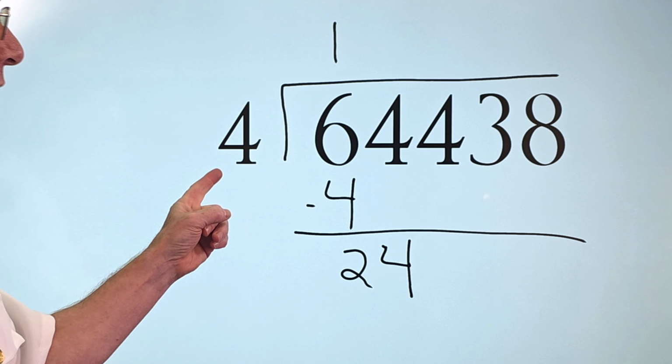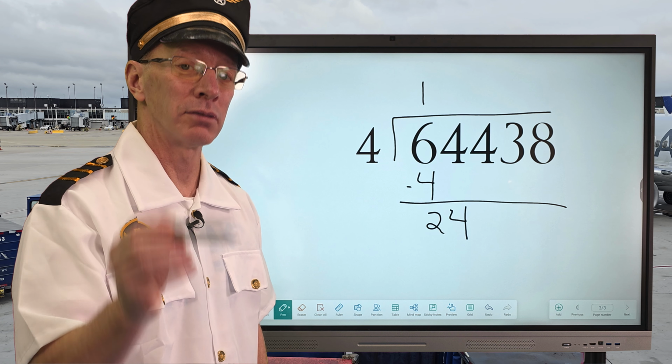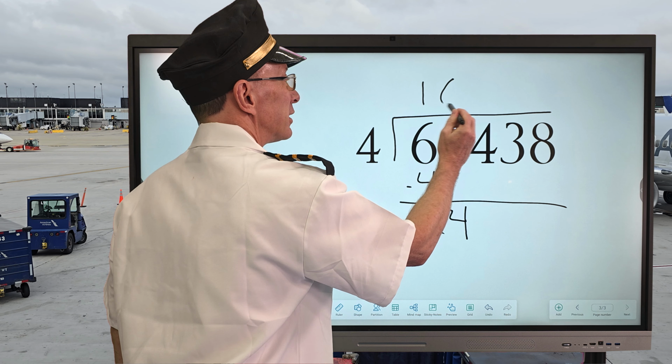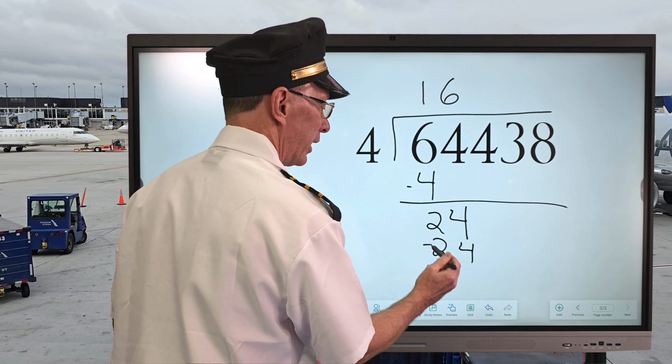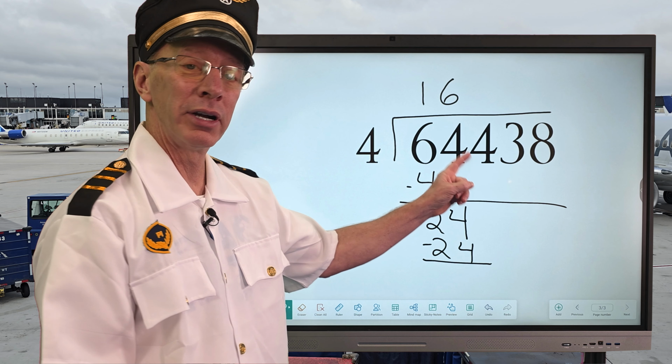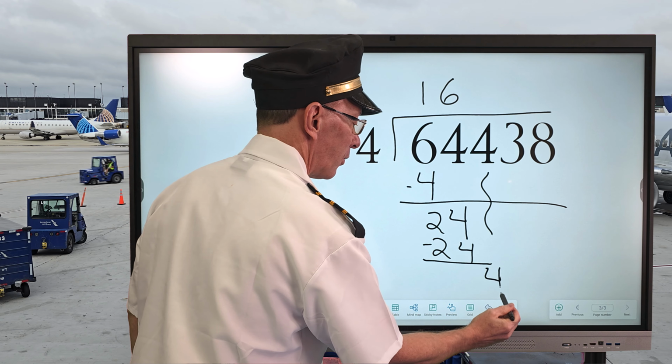And then how many times can I put 4 into 24? 6 times. 6 times 4, 24. I go ahead and put 6 right here. 6 times 4 equals 24. Subtract. That would be a 0. And I bring the next number down, all the way down here. And this would be a 4.